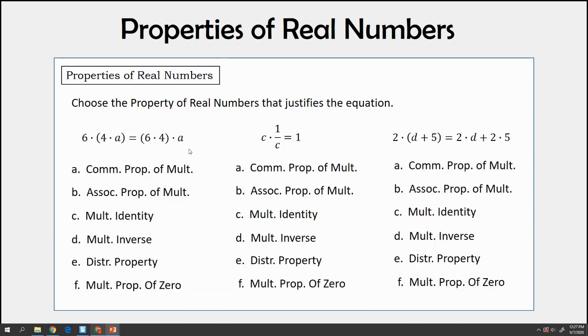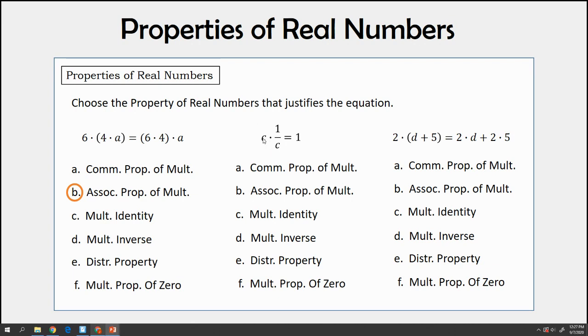Okay. So you'll get questions like this tonight. Take a look at this. So the left side, the right side. The left side is six times the quantity four times A. The right side is the quantity of six times four times A. So what changed? Well, the order stayed the same. It was 6, 4A. It's 6, 4A. What changed? The grouping. When you change the grouping, you use the associative property.